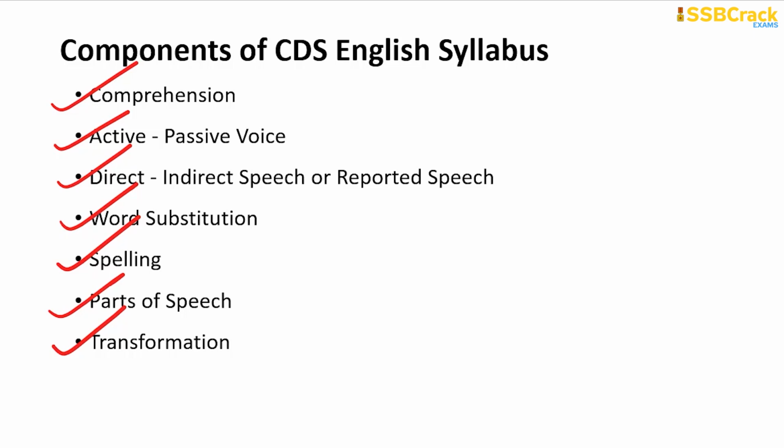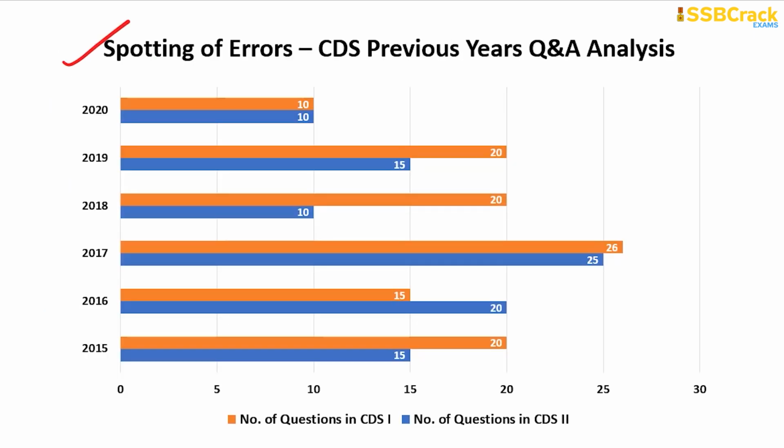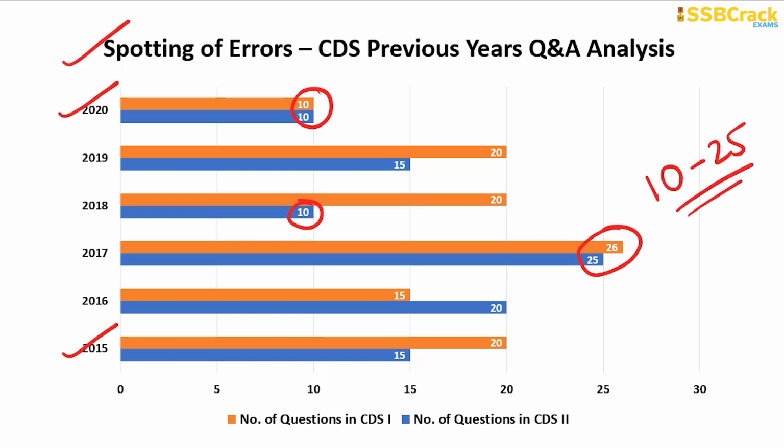So let's start with the first topic, spotting of errors. As you can see, from 2015 to 2020, so many questions came from spotting of errors. The least number of questions which came from this topic was 10, and the largest number was nearly 25 to 26. So you can understand how many questions you can expect from spotting of errors: at least 10 to a maximum of 25 questions.